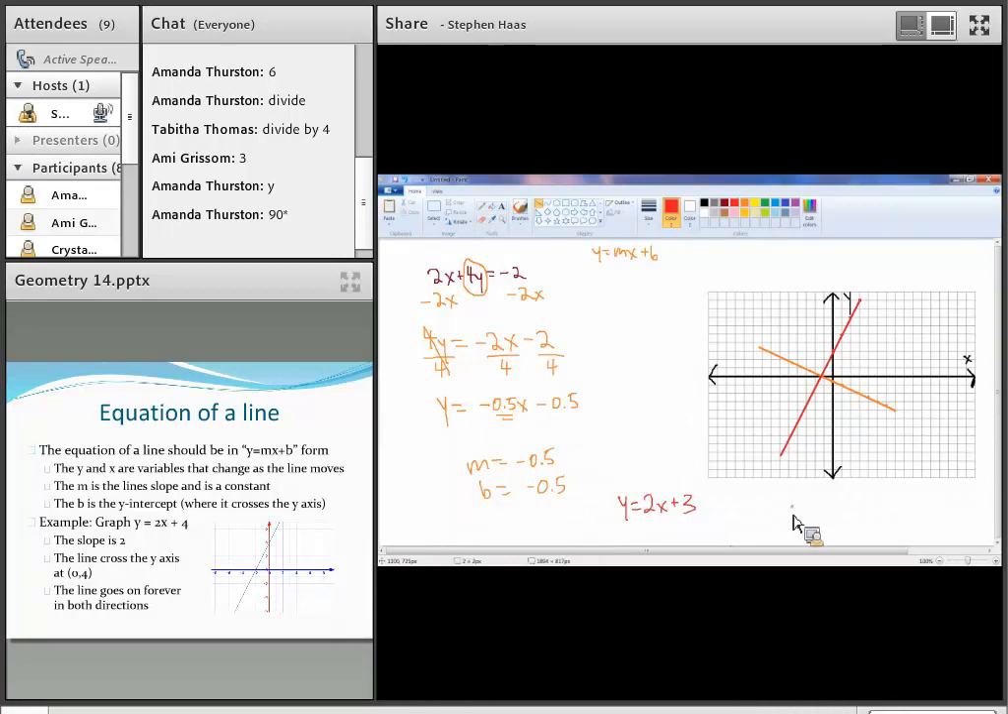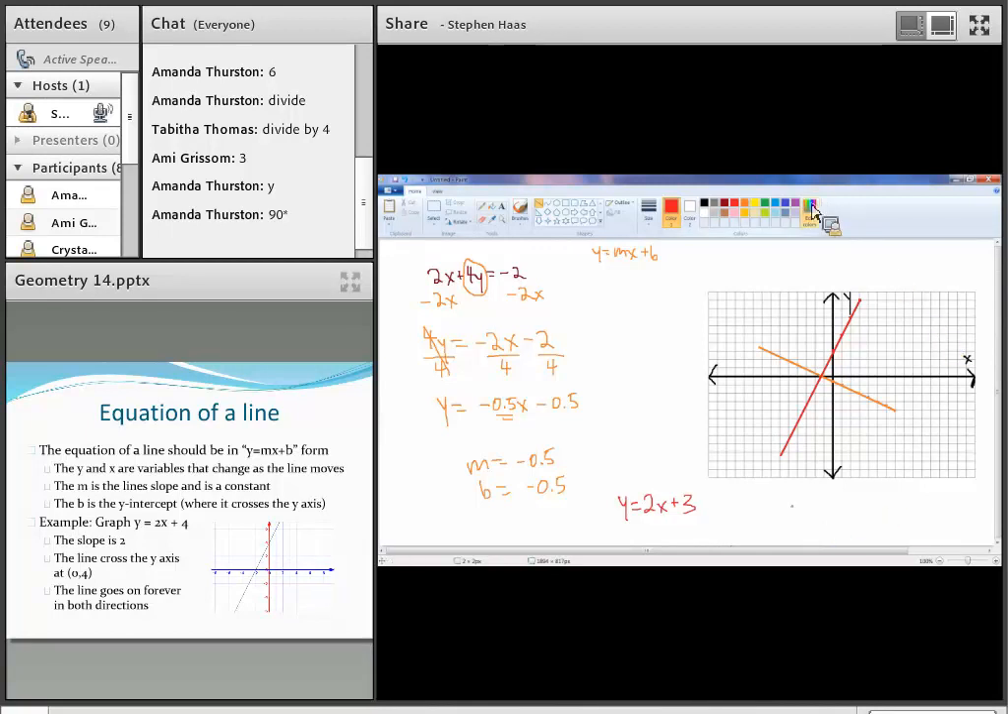What do you notice, by the way, about the way the orange and the red lines crisscross each other? Yeah, they're perpendicular to each other. Aside from the fact that they look like they're perpendicular to each other, how else would we have known that they're perpendicular to each other?